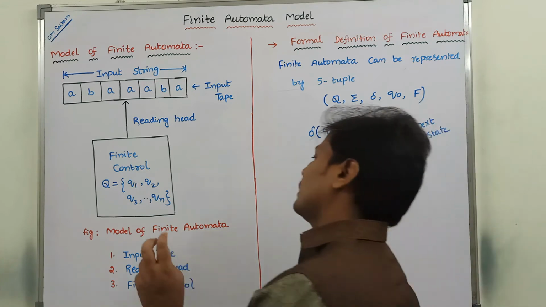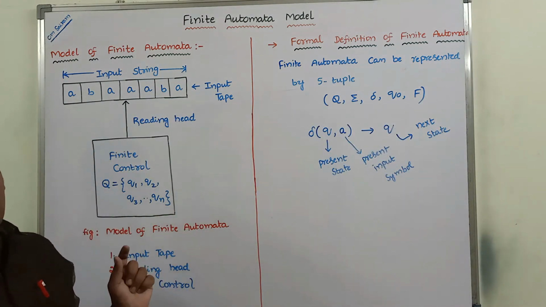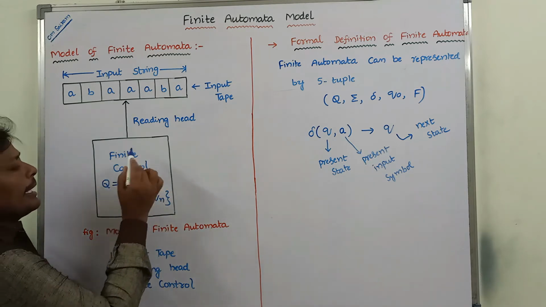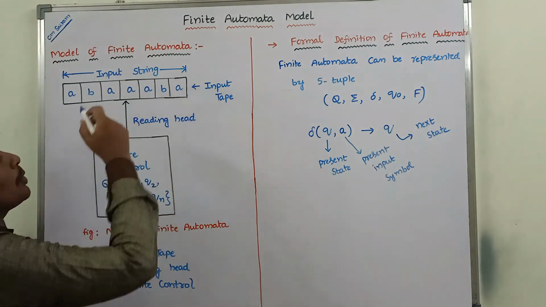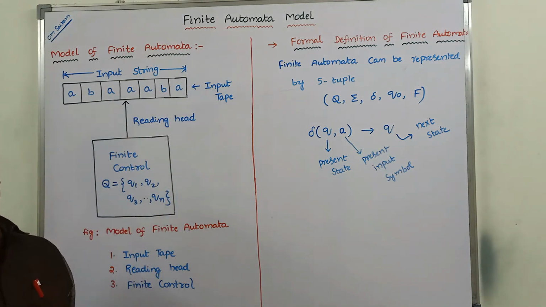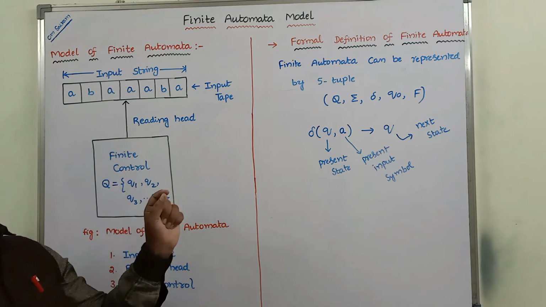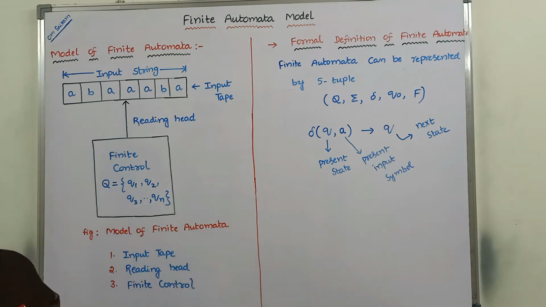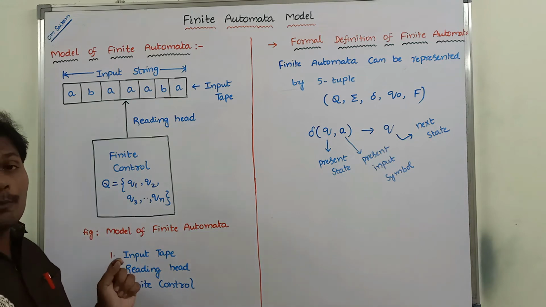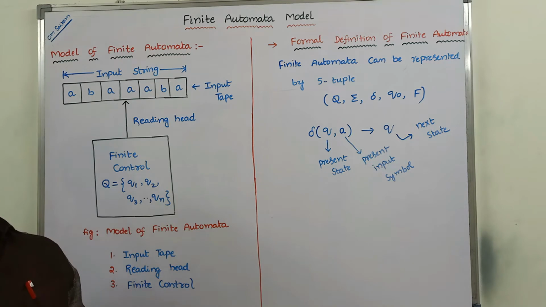So that means to accept a particular string, the finite control must reach the final state after reading all the input symbols from the input tape. At that time, we can say that the particular input string is accepted by the finite automata. Otherwise, that particular input string is not accepted by the finite automata.